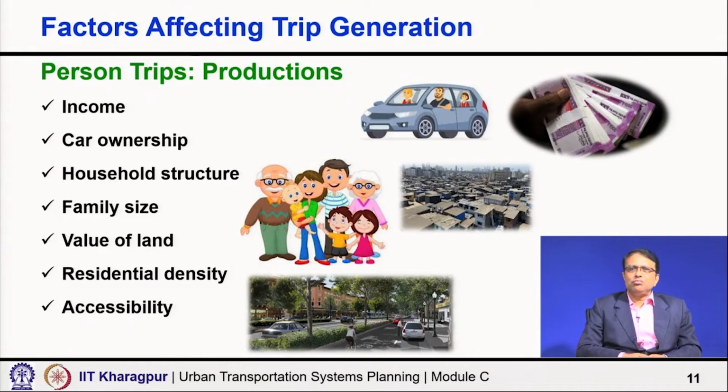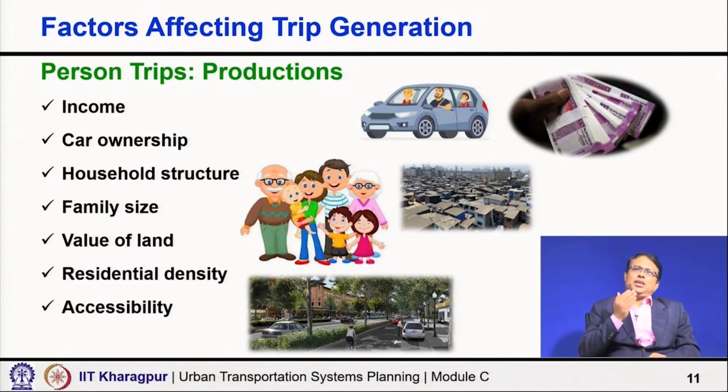1. Income, 2. Car ownership, 3. Household structure, 4. Family size, 5. Value of land, 6. Residential density, and 7. Accessibility. So, we have identified here 7 factors which are important for trip generation context.